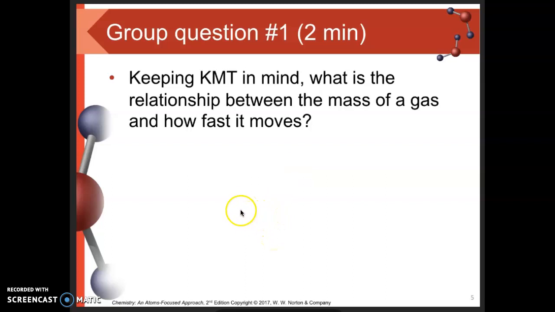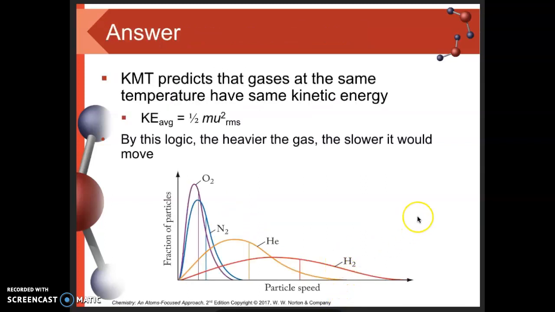If you haven't paused yet, please do so. Otherwise, we're going to move over in 3, 2, 1. So the answer here lies in the idea of kinetic energy. We know, according to the kinetic molecular theory, that if we are at the same temperature, then the molecules of the gas must have the same kinetic energy, or at least the same average kinetic energy.